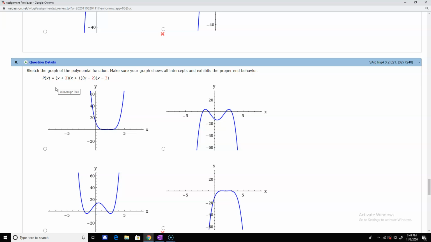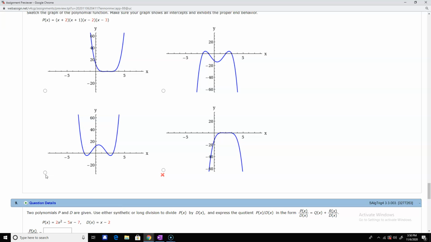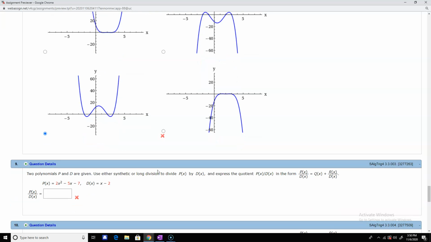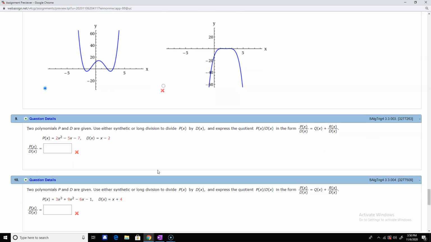That's positive and even, so both sides should go up. So both sides should go up, and you should see it crossing at those 4 zeros. -2, -1, 2, and 3. This looks like a potential graph, so it looks like it should be choice C. So I would choose that one. Okay, number 9. I know I received a question on that, so let's go over number 9.